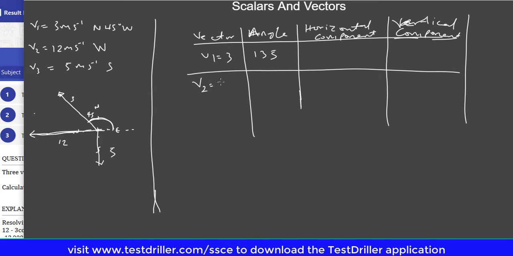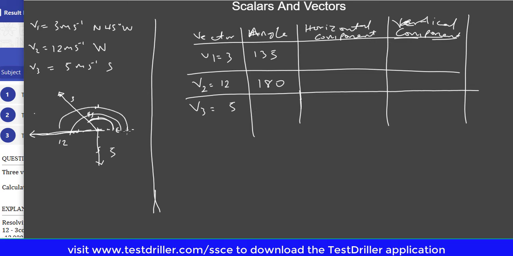The magnitude is 12. Then the angle to the horizontal starting from this point is from here down to this point. That's 180 degrees. Then for V3, what do we have as the magnitude? That's 5. Then what about the angle to the horizontal? That angle is from this point to this very point. That's 90 plus 90 plus 90. And that will give 270 degrees.